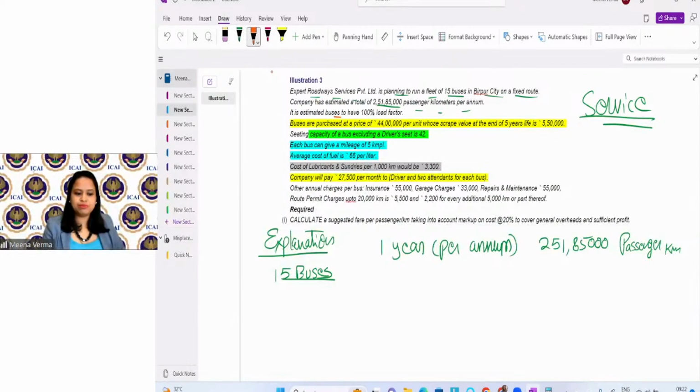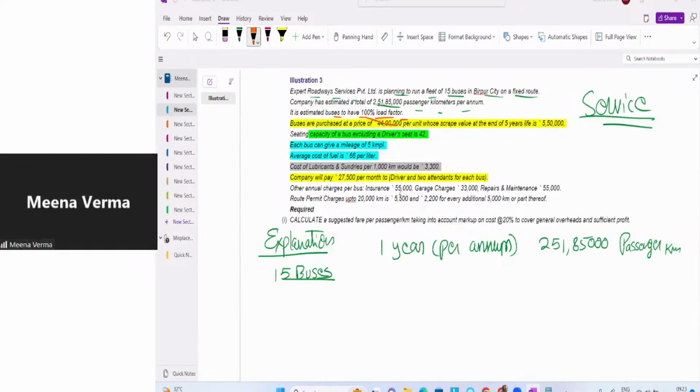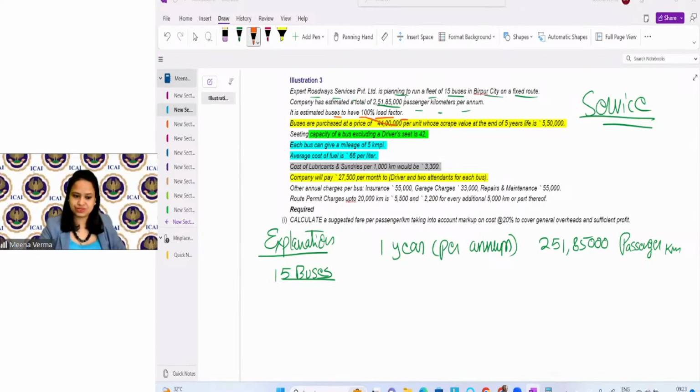It is estimated buses are at 100% load factor. So whatever is the bus sitting capacity, it is always full. It's not like that this bus has a sitting capacity of 40 and only 20 people are sitting in the bus. So 100% load factor means whatever is the sitting capacity, the bus will always have such number of passengers.